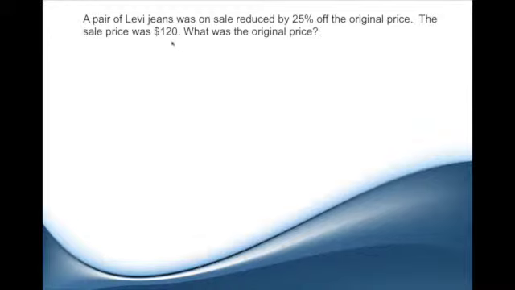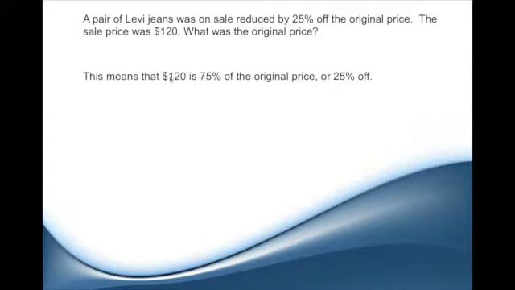So we've got to look at what we know. We know the sale price. So this means $120 is 75%, which is the remainder of the 25%. 75% of the original price, or 25% off the original price. So 25% off x equals 120, or 75% of x equals 120. Because we know the percent, we know the part, we don't know the whole. So we've got a simple, straightforward proportion problem here.